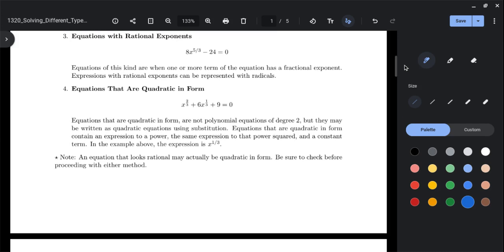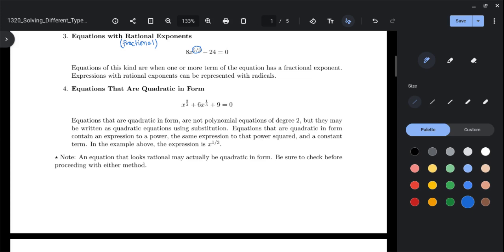Our third type of equation are equations with rational exponents. So here we have the equation 8x to the 5/3 power minus 24 equals 0. Now, rational exponents, that is the same thing. We could replace this word with fractional. So if we have an exponent that is a fraction, we know that we're going to be dealing with equations of this nature. And so in this case, you can see this x is raised to the fraction 5/3.